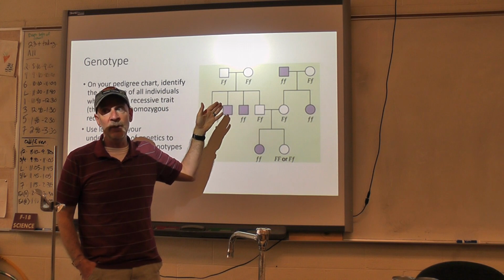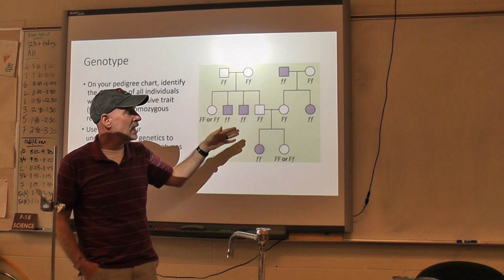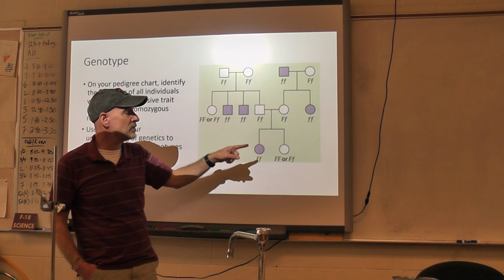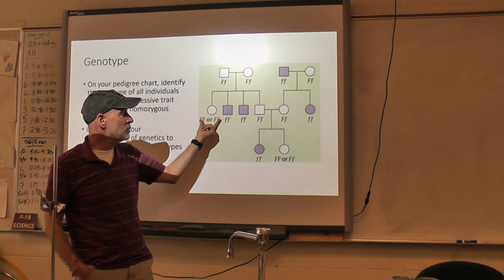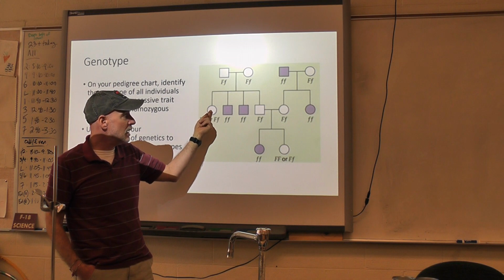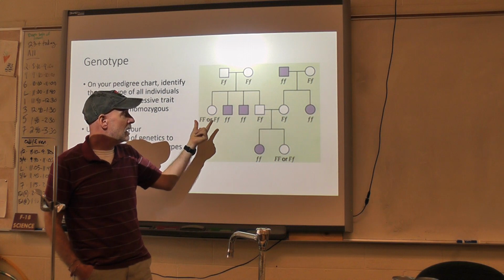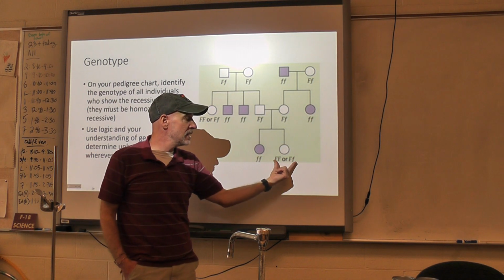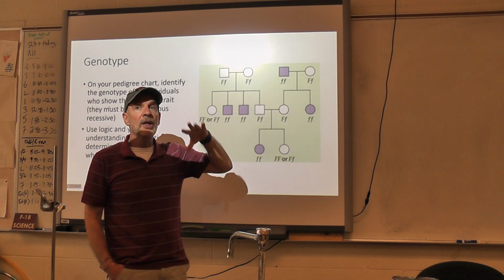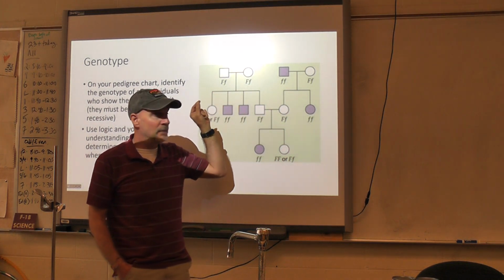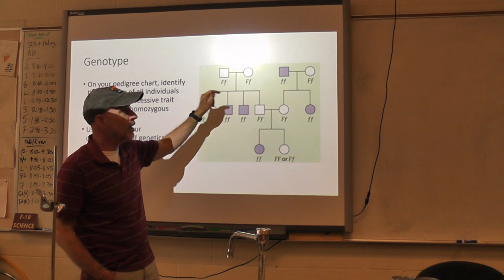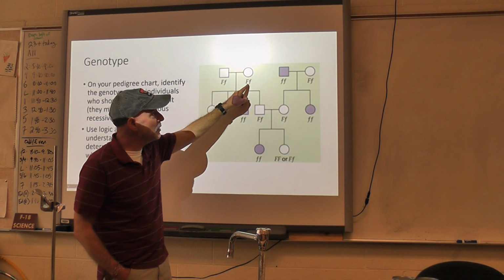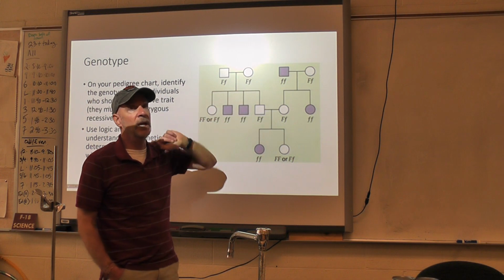And then after you've done that, you know all the other individuals show the dominant trait. They are either going to be homozygous dominant or heterozygous, and sometimes you can figure it out. So here, for example, this individual has the dominant phenotype. They might be homozygous dominant. They might be heterozygous. Same with this individual. But whoever made this pedigree chart figured out somehow that these 2 individuals were heterozygous.